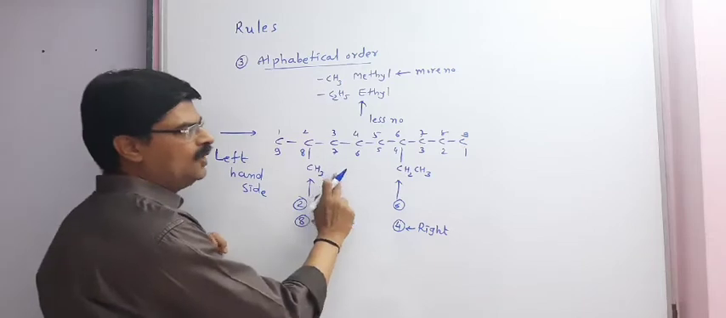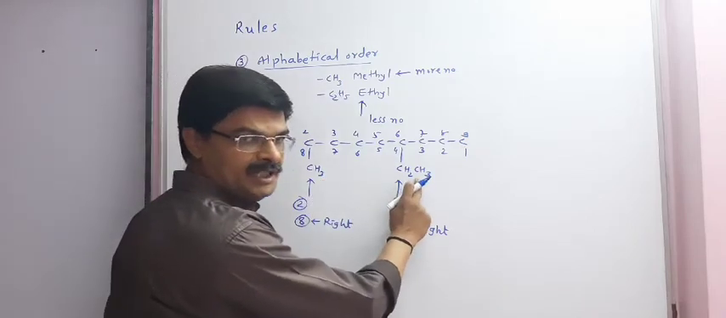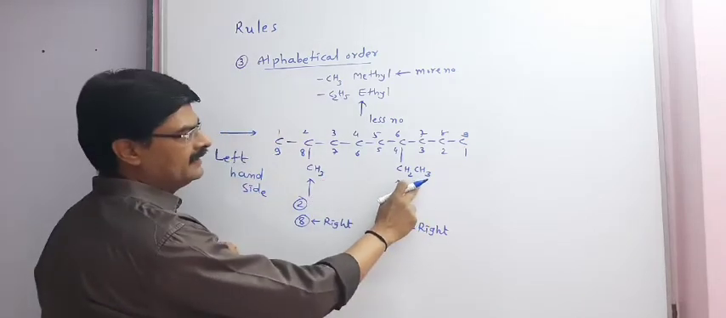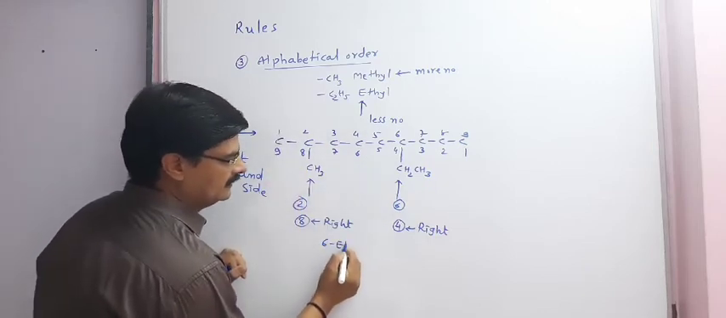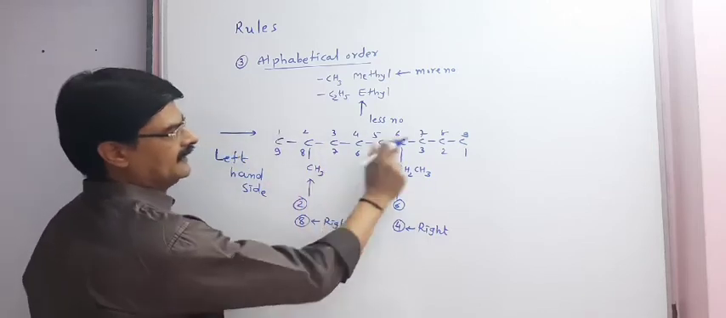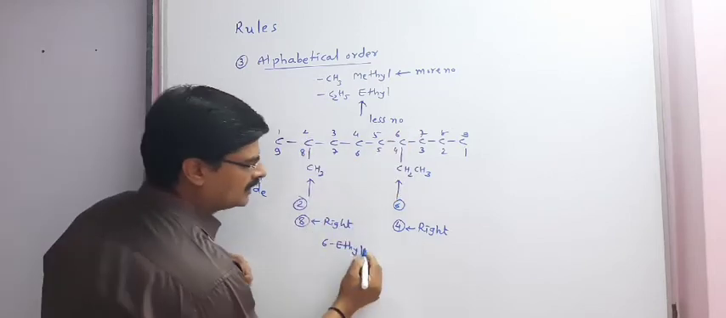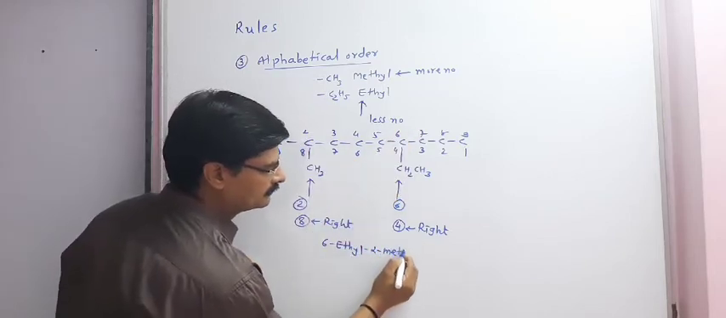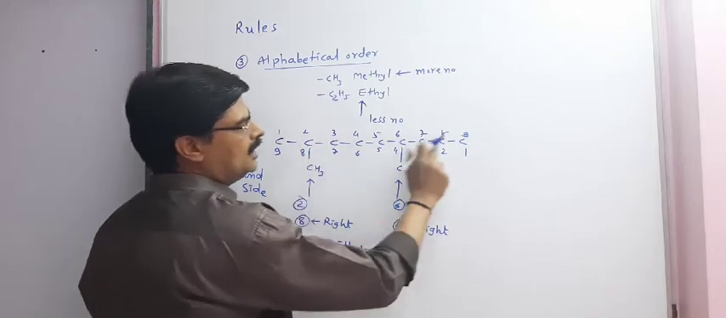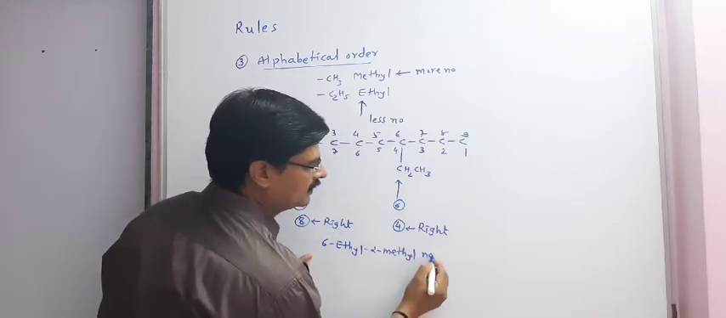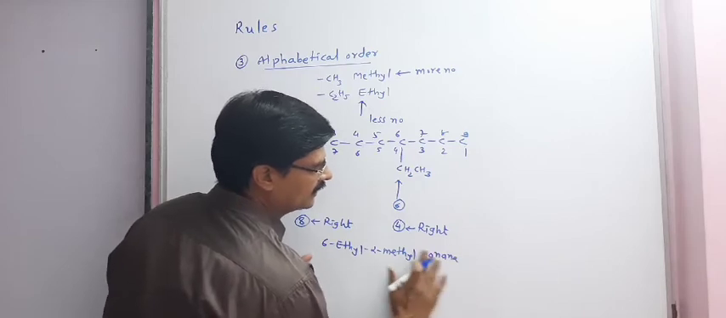So if we want to give the name to this particular compound, we can say, writing from here, 6-ethyl, 2-methyl, and the total number of carbon atoms is 9. That is why nonane.